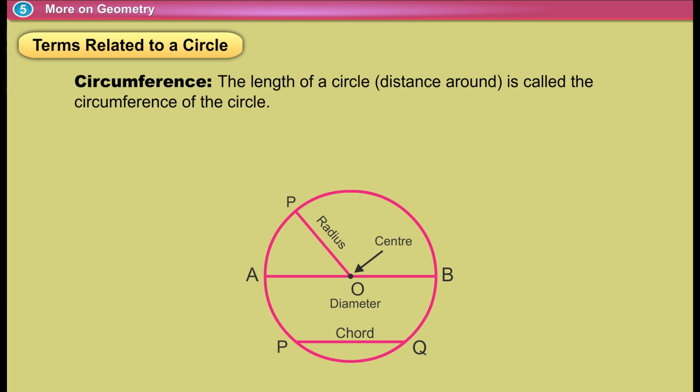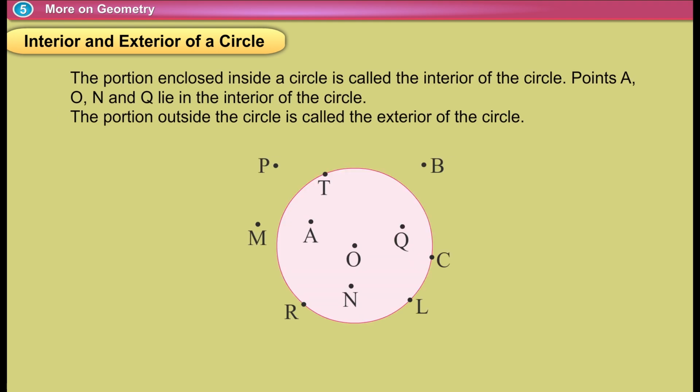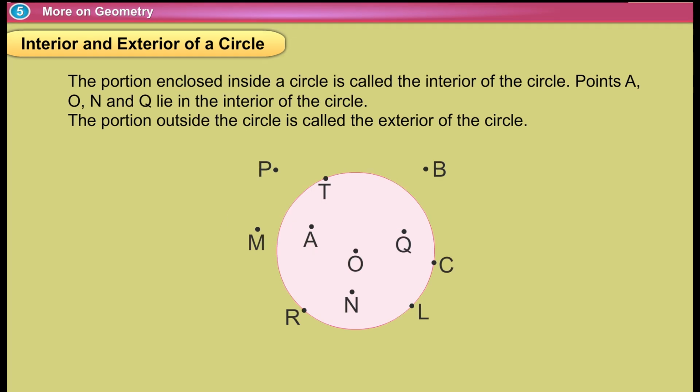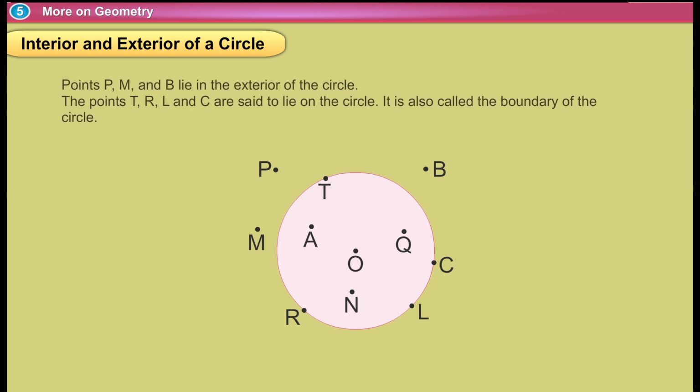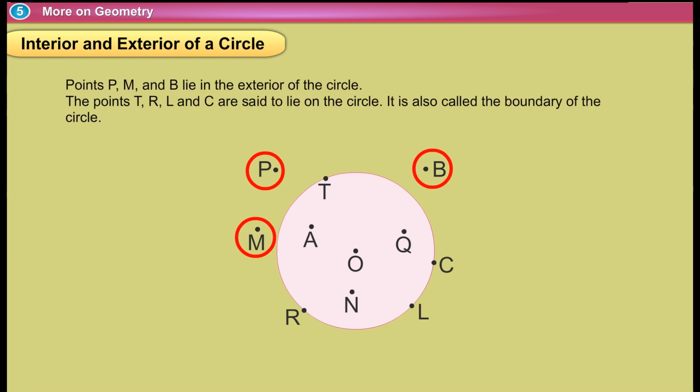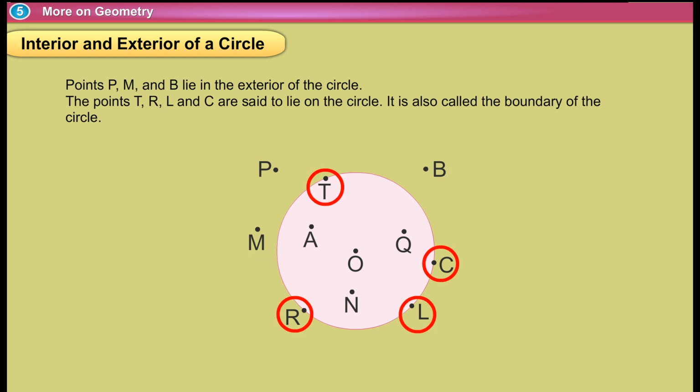Circumference. The length of a circle, the distance around, is called the circumference of the circle. Interior and exterior of a circle. The portion enclosed inside a circle is called the interior of the circle. Points A, O, N and Q lie in the interior. The portion outside the circle is called the exterior of the circle. Points P, M and B lie in the exterior of the circle. The points T, R, L, and C are said to lie on the circle. It is also called the boundary of the circle.